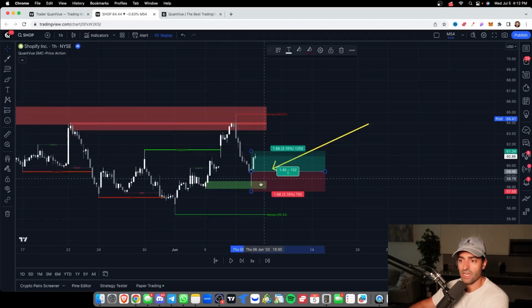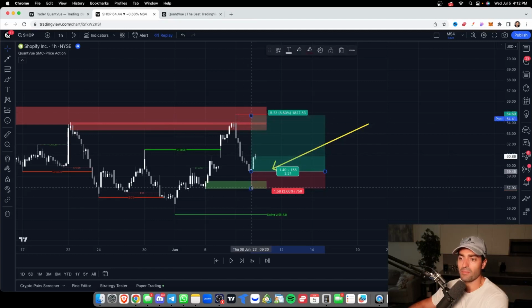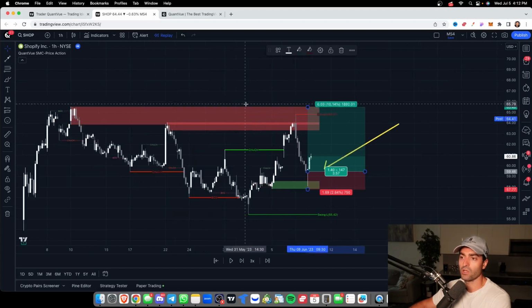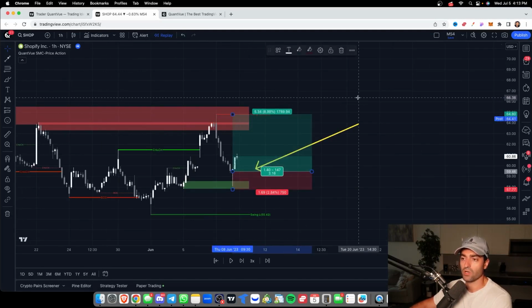So let's say you did decide to go long, you could place your stop at or below this previous order block, and then place your take profit at the previous swing high. If you really wanted to get a higher risk to reward, you could go to the top of this previous order block here, but just for simplicity's sake, we'll just target the swing high.